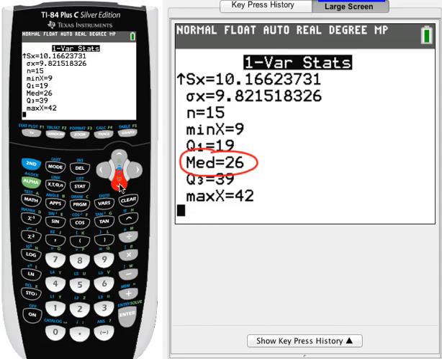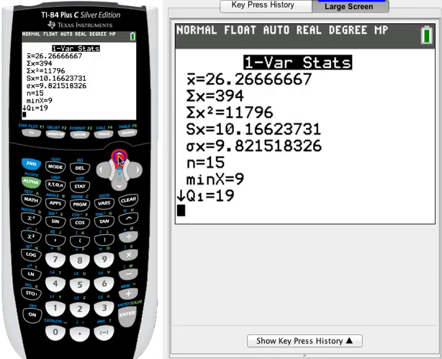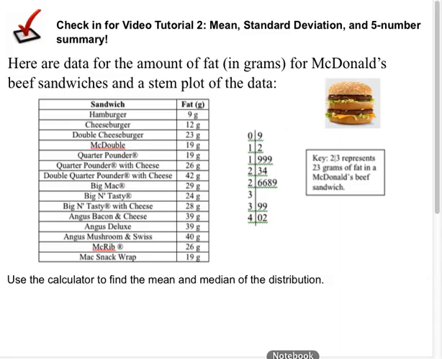Now I'm just going to write this down. The mean is 26.3. The median is 26.